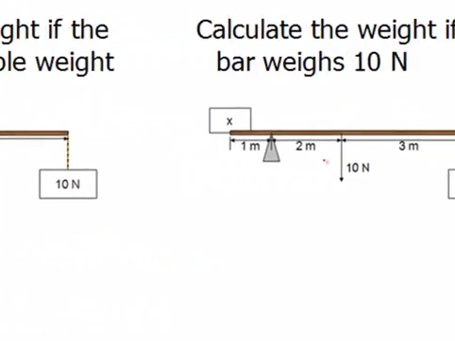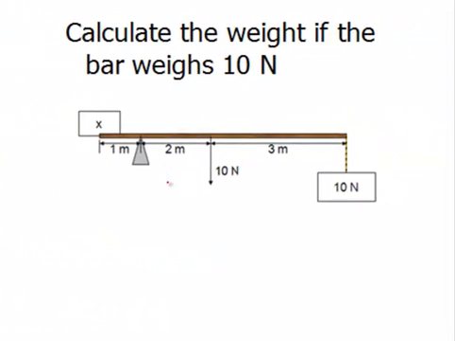Now, in this other example, we'll consider what happens if the bar has weight. Notice we drew in the weight of 10 newtons, and it is 2 meters away from the pivot point. That is because we need the 10 newtons to be located exactly halfway in the bar. If the bar is a total of 6 meters long, well, then that puts it 3 meters away from this end, or 3 meters away from this end, minus the 1 meter we have already got. That's where we come up with the 2.